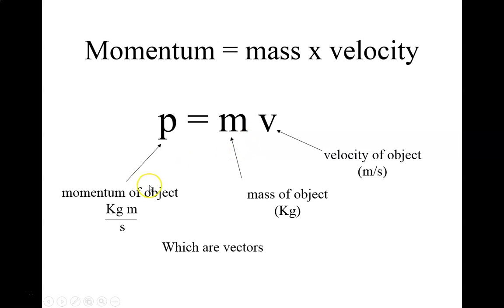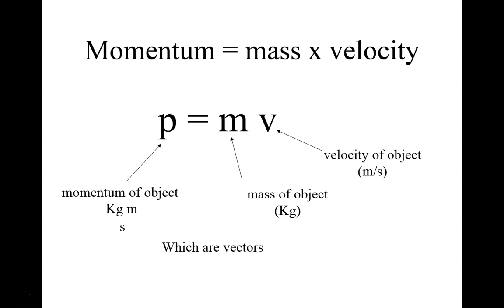The units on momentum are kilogram meters per second. There's no fancy nickname like there is for kilogram meters per second squared, which is a Newton. There's no nickname for it. It's just kilogram meters per second, so it is what it is.